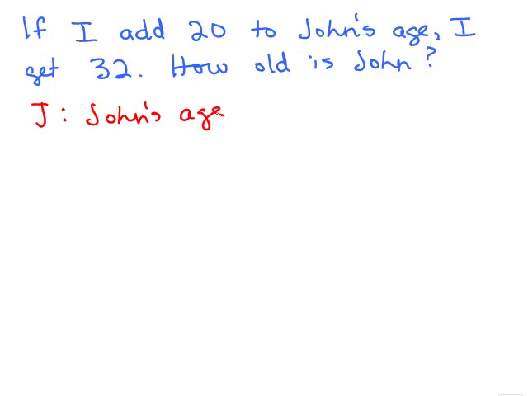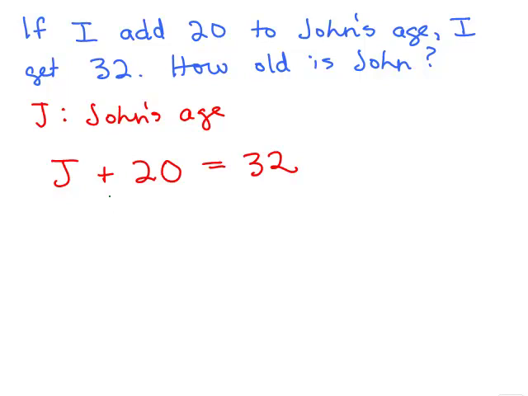Now it says if I add 20 to John's age, I get 32. So I have to start out with John's age, and then I have to add 20 to it, right? Which means plus 20. It says I get 32. What does that mean? I get, it means it's equal. So that word get in this case really means equal. 32. So there's the equation.